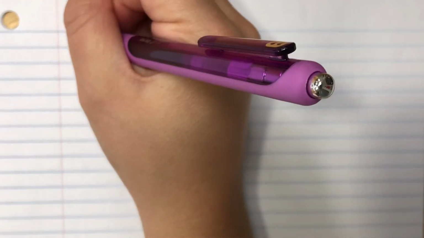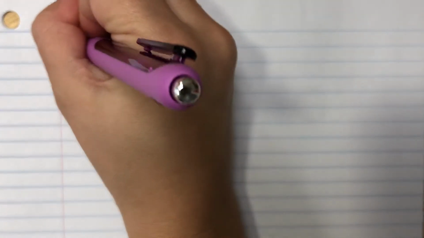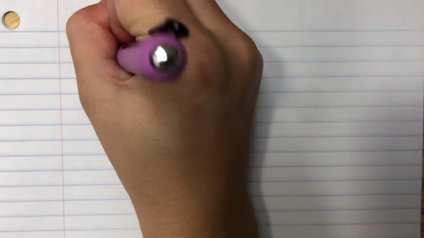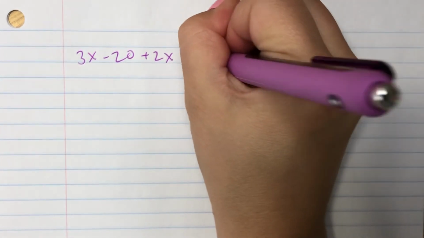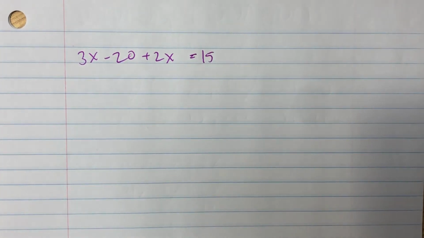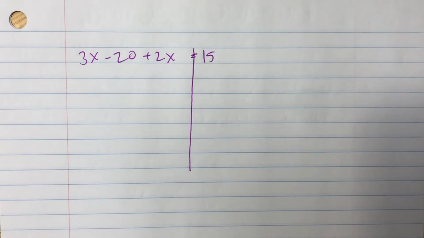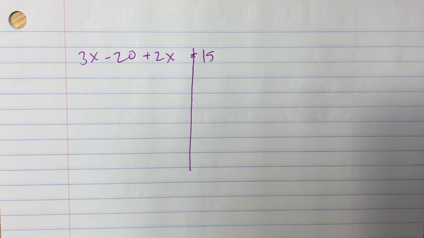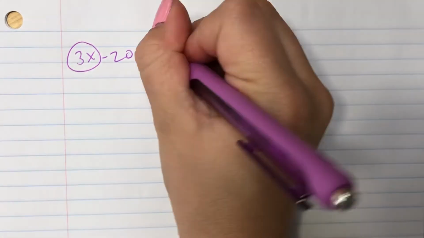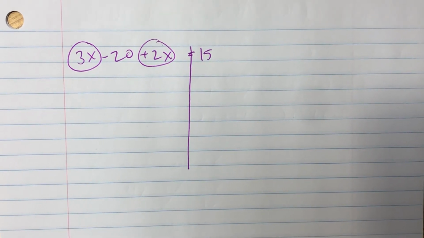So let's do this time 3x minus 20 plus 2x equals 15. So I'm going to draw my line to separate the sides of the equation. It just helps me stay organized. I am going to circle or box or whatever you'd like to do the like terms. These are like terms, okay?